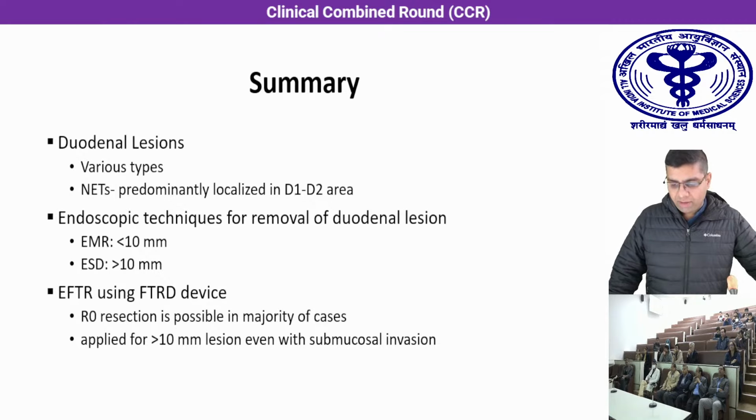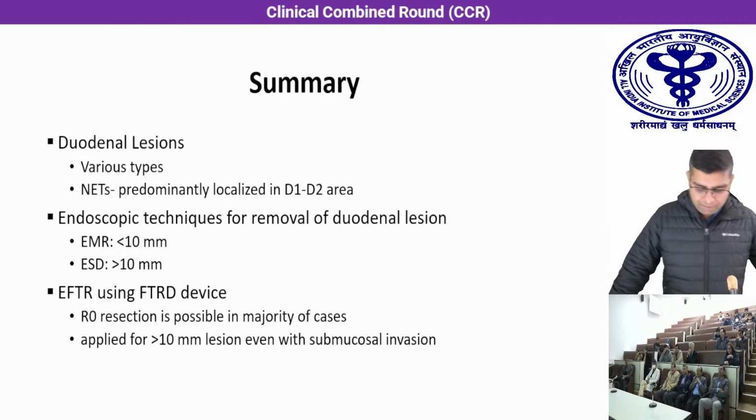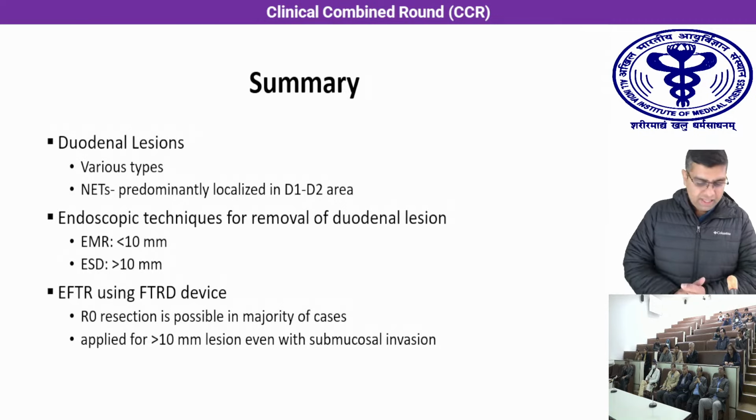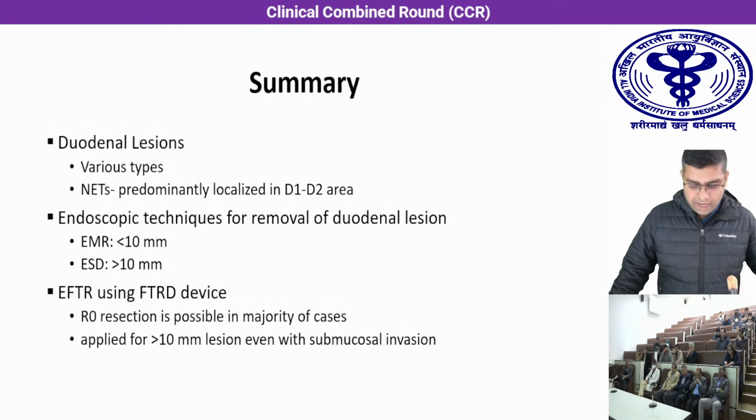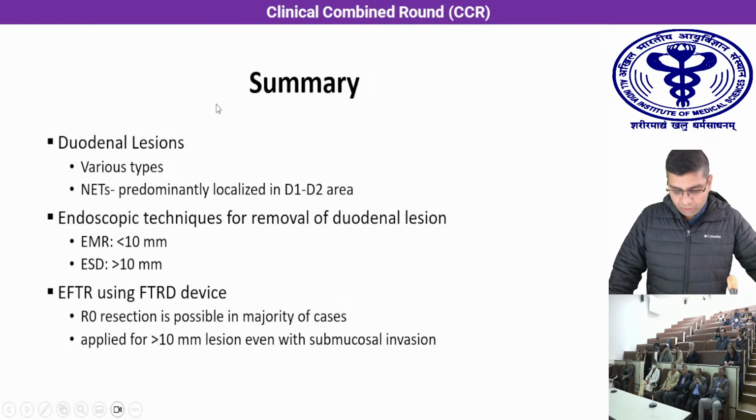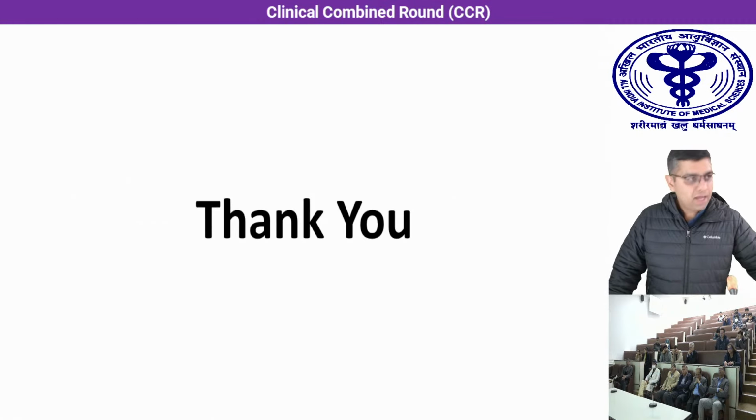Endoscopic techniques for removal of duodenal lesions: for smaller lesions, endoscopic mucosal resection or endoscopic submucosal dissection can be done. Endoscopic full thickness resection using a full thickness resection device provides better R0 resection and can be applied for any lesion more than 1 centimeter, even those with submucosal invasion. Thank you.